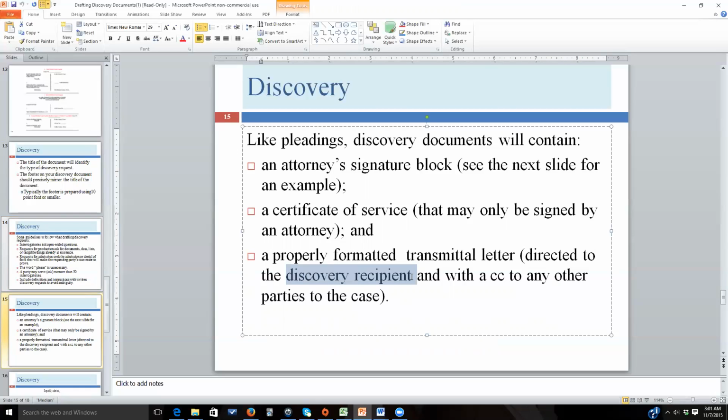If it's, well, obviously that copy will go to that person, or if you are deposing a witness who isn't represented, you might also send it directly to that particular witness, and you'll want to CC any other parties to the case, I mean the other attorneys to the case.